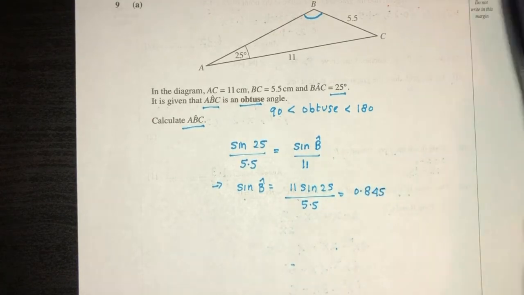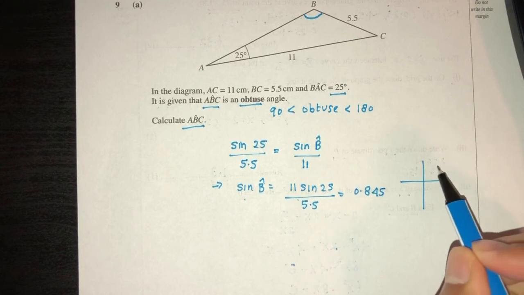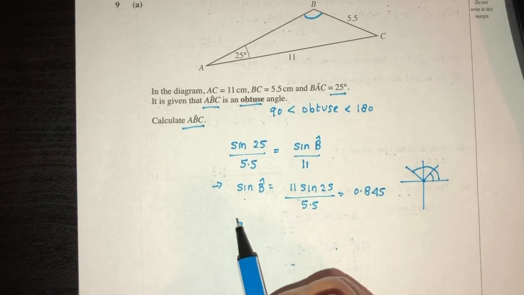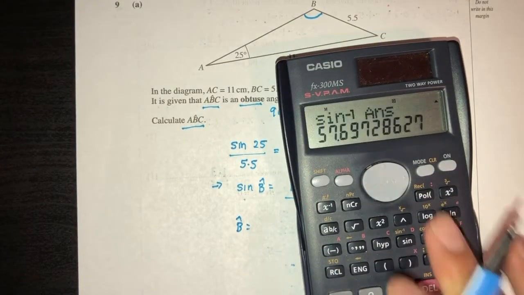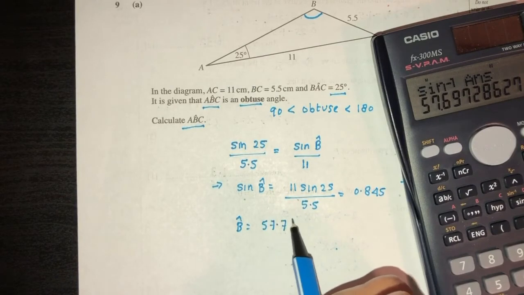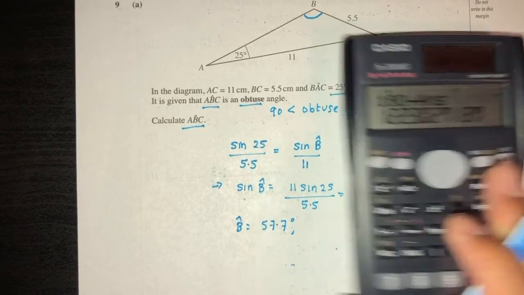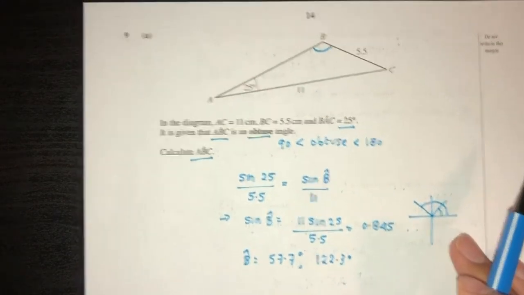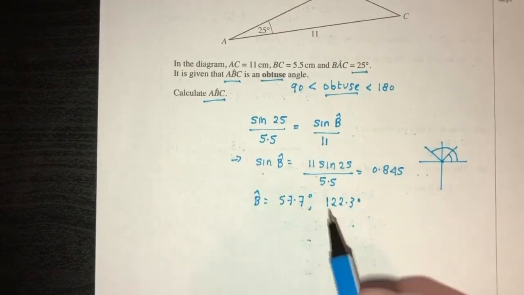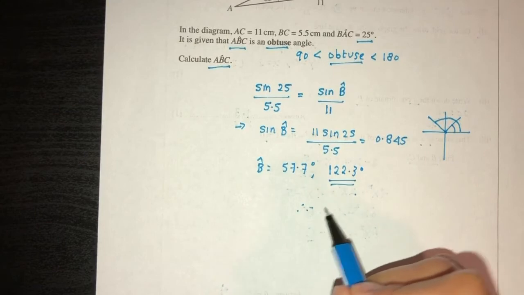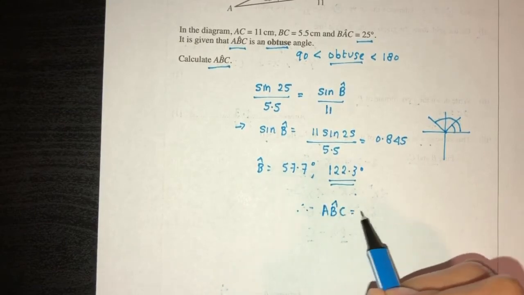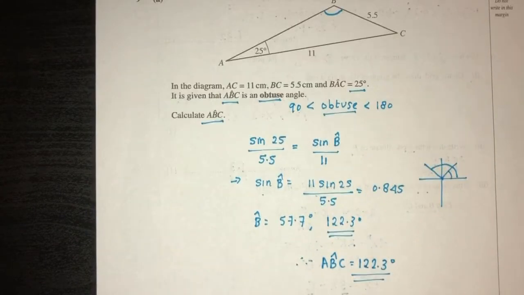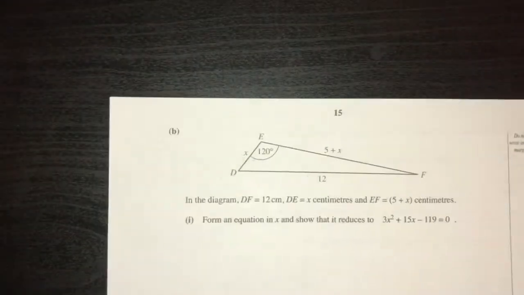11 of sine of 25 divided by 5.5, that should be 0.845. So since the value of sine is positive, it will be in the first quadrant or in the second quadrant. So B is sine inverse, that will be 57.7, or it can be 180 minus answer, 122.3. So now we have to choose, because the value of the angle is obtuse, we can only choose this value. So your angle ABC is only 122.3. That is your value for your angle. Now that was part A. Let's move on to part B of the question.